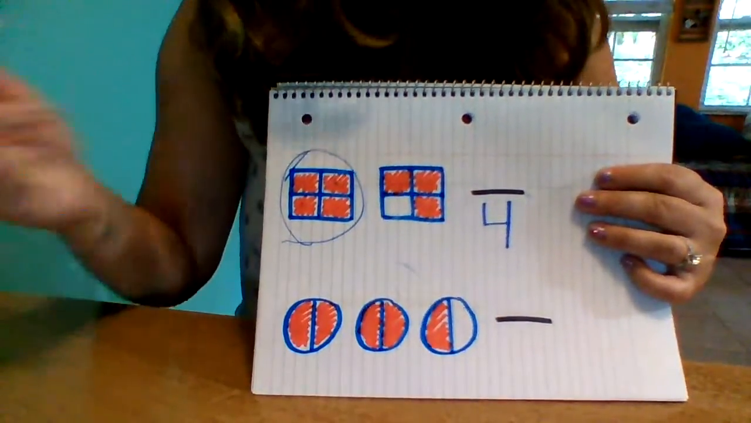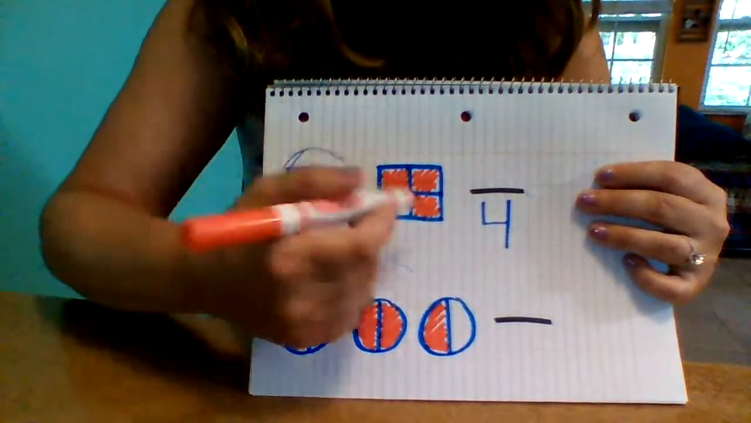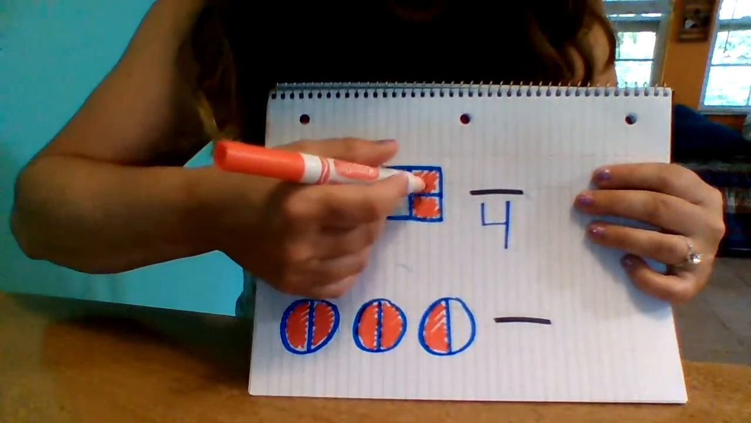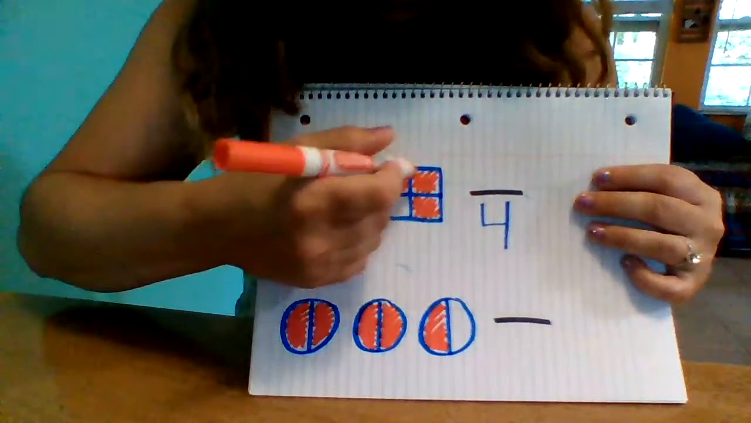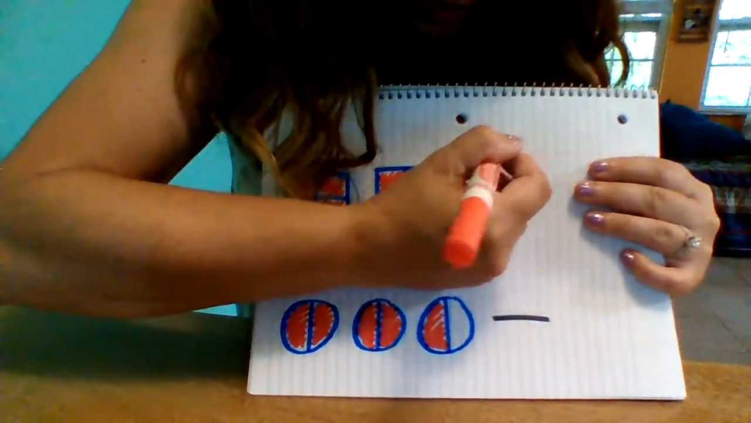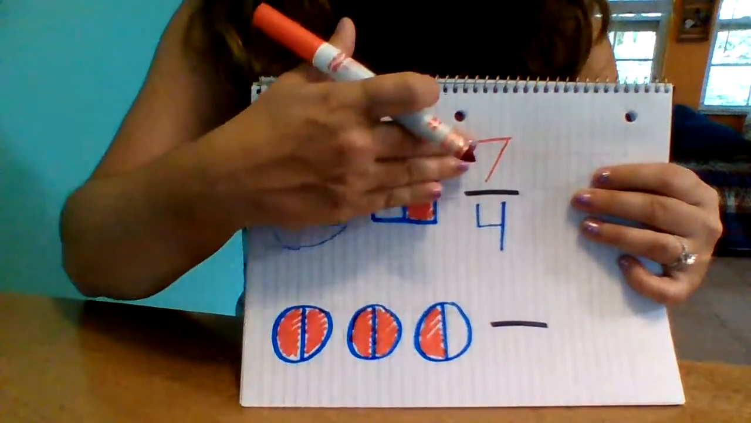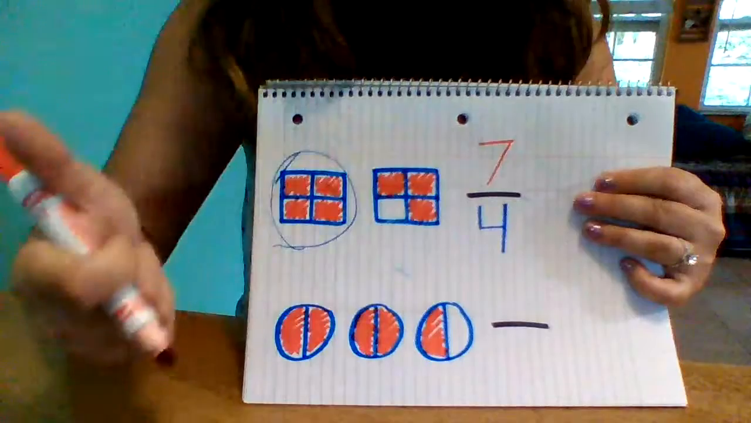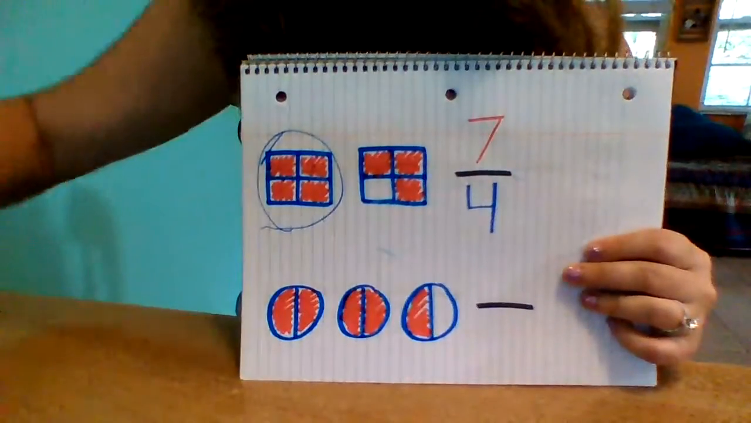My numerator is the number of shaded parts in the entire picture. This is where we get to look at both wholes. 1, 2, 3, 4, 5, 6, 7. 7 parts are shaded, so my numerator is 7, and my fraction is 7 fourths. Notice the bigger number is on top, which is normal for fractions greater than one whole. Take a look at this one on the bottom.